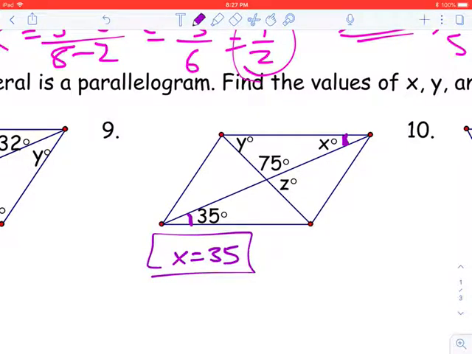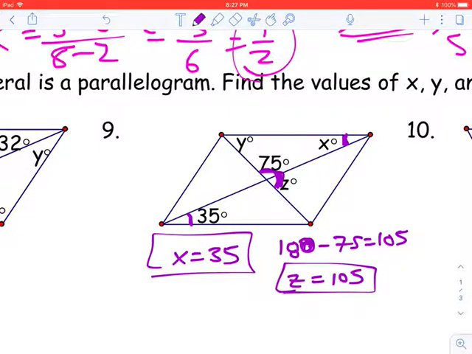Okay, well, if we're looking at z here, it's 180, because those are supplementary, so 180 minus 75 is 105. Okay, so 180 minus 75 is 105, and therefore z equals 105.